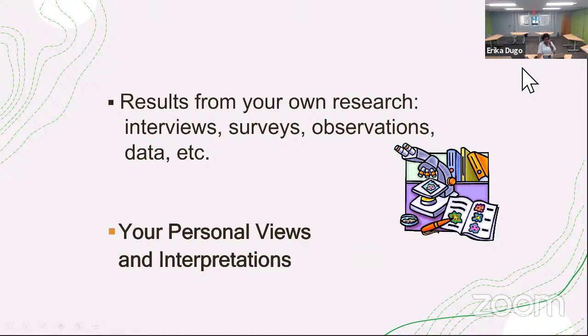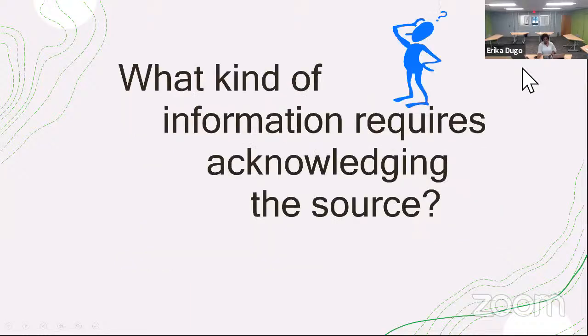Also, you do not need to cite results from your own research, interviews, surveys, observations, data, or your personal views and interpretations. That's because it's not necessary to cite yourself unless these things have already been published, okay? If you have work of your own that you previously published, then you can cite those things, but otherwise you do not have to cite them. So what kind of information requires you to acknowledge or cite the source?